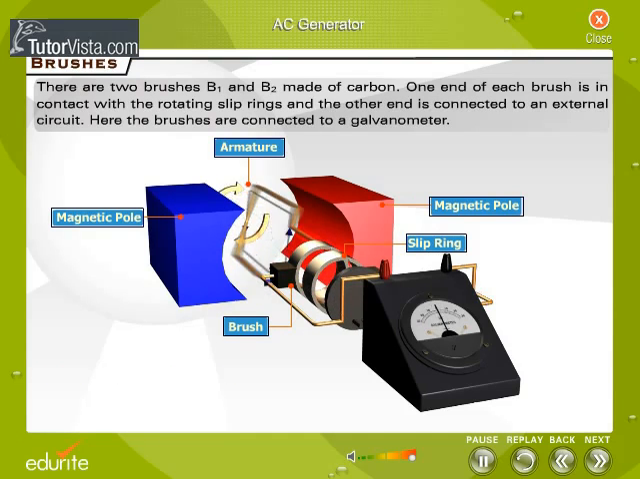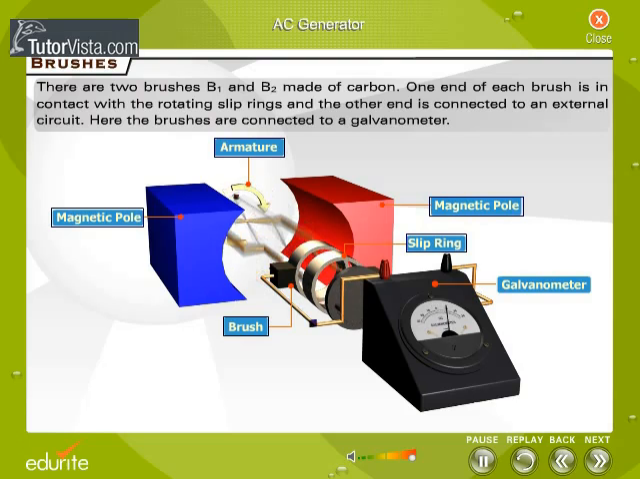Brushes. There are two brushes, B1 and B2, made of carbon. One end of each brush is in contact with the rotating slip rings and the other end is connected to an external circuit. Here the brushes are connected to a galvanometer. Observe that the brushes do not rotate with the coil.